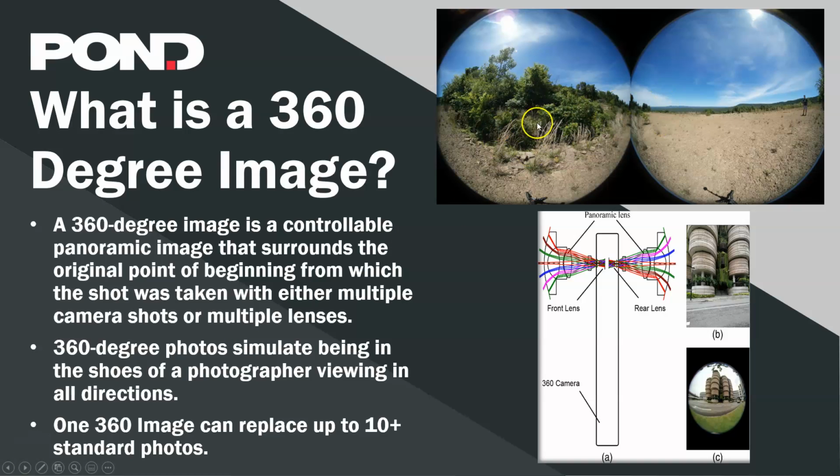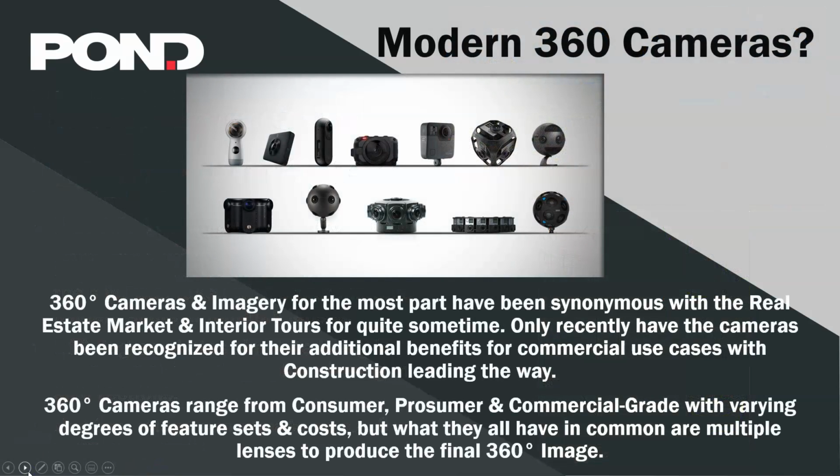Here we have a raw 360 image from a consumer prosumer camera which has two lenses. These are the two fisheye raw photos that the lenses take. Modern 360 cameras and imagery for the most part have been synonymous with the real estate market and interior tours for quite some time. Only recently have the cameras been recognized for additional benefits for commercial use cases, and we are seeing the construction industry leading the way here.